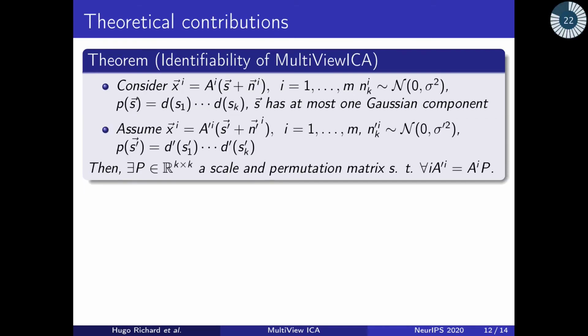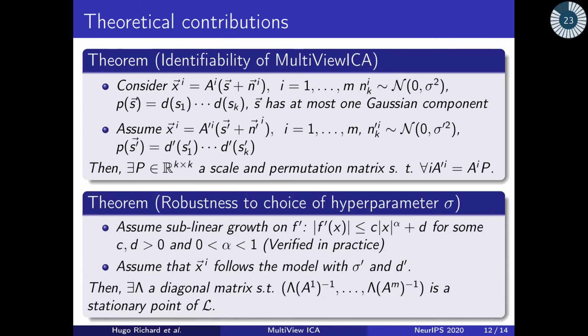Let us now focus on our theoretical contribution. We first show that MultiView ICA is identifiable. We'll take the usual assumptions in ICA and assume that at most one source is Gaussian, and that the sources are independent. Then we show that there exists one scale and permutation matrix that is global and does not depend on the subject, such that we can recover the correct mixing matrices.